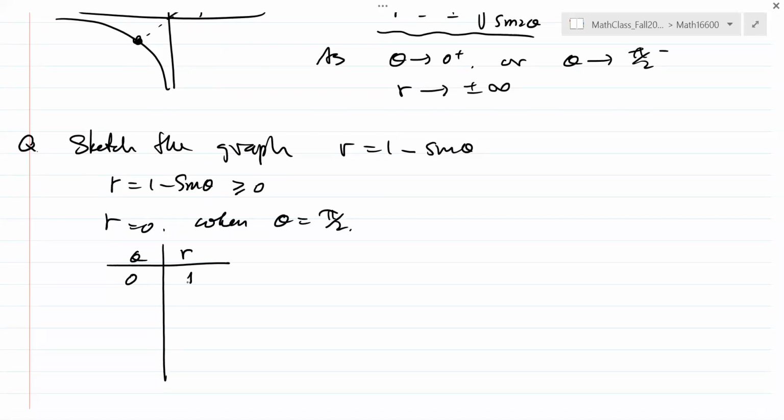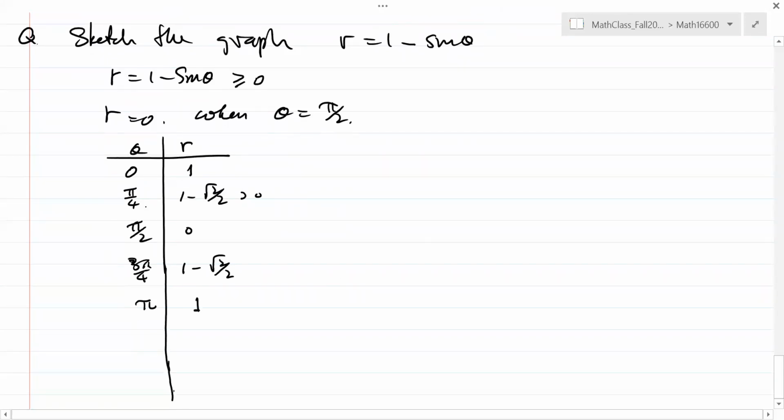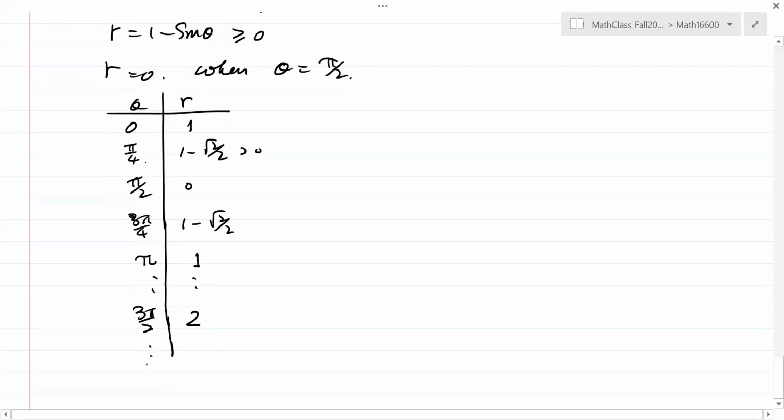But then you need more information maybe, right? How about pi over 4? This is 1 minus square root 2 over 2. Okay, it's a positive number. And pi over 2, that's going to be 0, right? And then 3 pi over 4, and that is going to be 1 minus, again, this number. And at pi, be careful, let's go back to 1. Let me skip some of them. Let's look at 3 pi over 2. When theta is 3 pi over 2, sine theta is going to be negative 1. So r is going to be 2. This is the largest number you can get. And then at 2 pi, you go back to 1. So I get a pretty good idea.